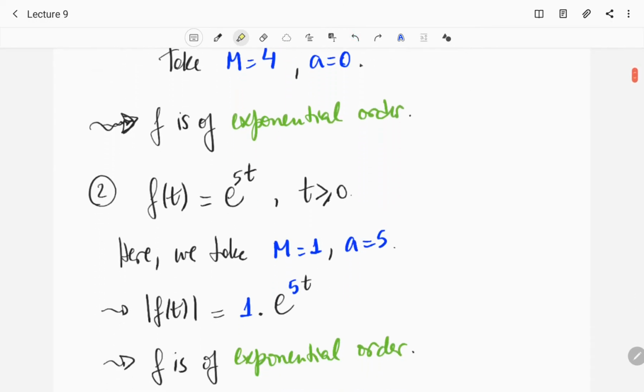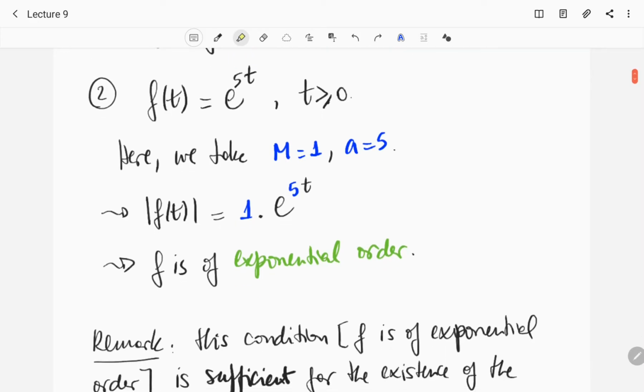Okay, so second example, f of t equal to exponential to the power 5t with t positive or 0. And here maybe it's quite easy because we can take m equal to 1 and a equal to 5. And we have that the absolute value of our function is exactly the function, because this is a positive function. And here we have our m and our a. So this is a function of exponential order.